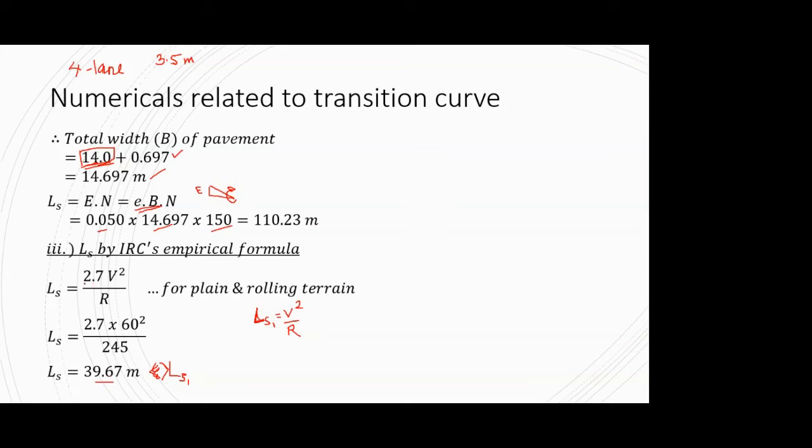Because obviously in this formula we had this 2.7. So anyways, there is no need to again apply this formula, as we did for the earlier case where we did not know whether it was inner edge rotated or center line rotated. Here also we don't know whether it's a plain or rolling terrain or a hilly terrain.